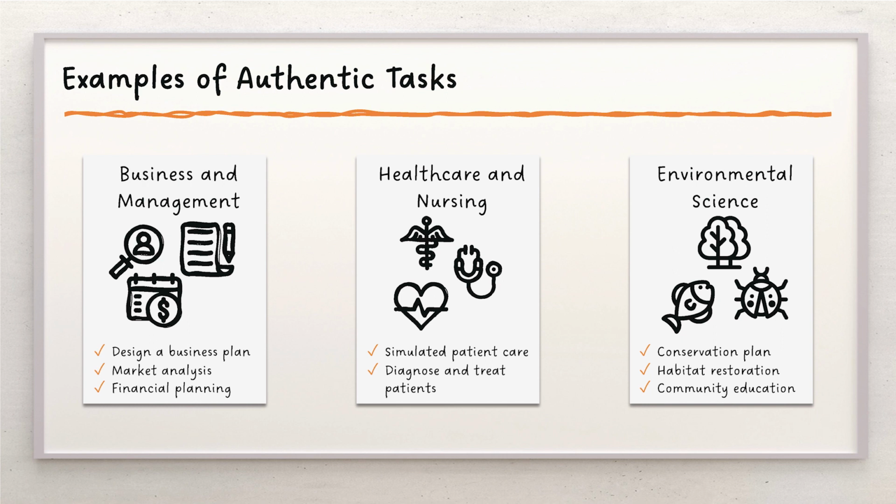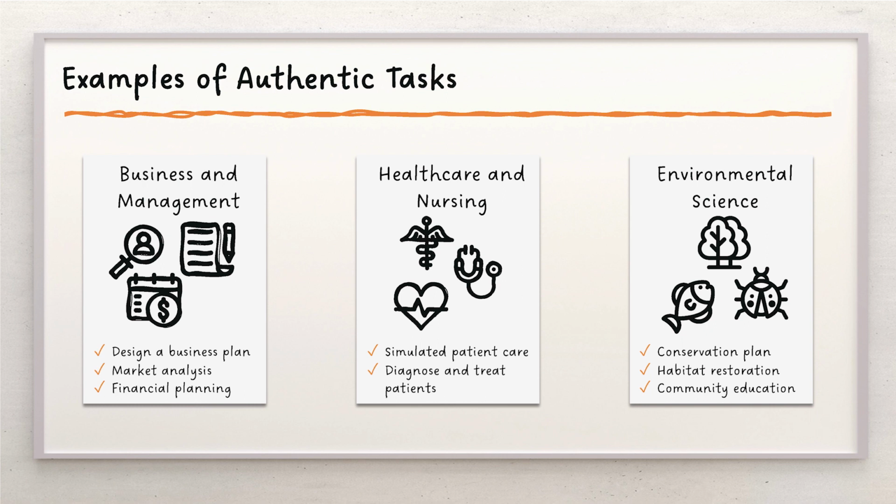Here are some examples of authentic learning tasks for business and management. Design a business plan for a startup, including market analysis, financial planning, and operational strategy. This will put to practice essential skills in business and management, such as financial analysis, market research, and strategic thinking. In the field of healthcare and nursing, simulated patient care scenarios where learners must diagnose and treat patients based on a given set of symptoms and medical history. This reinforces skills in clinical reasoning, communication, and patient care.